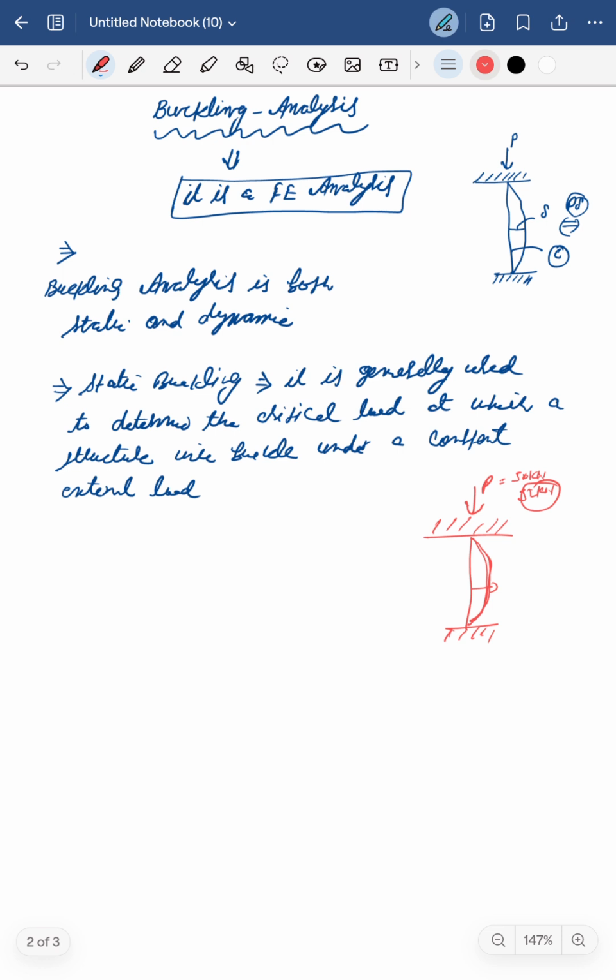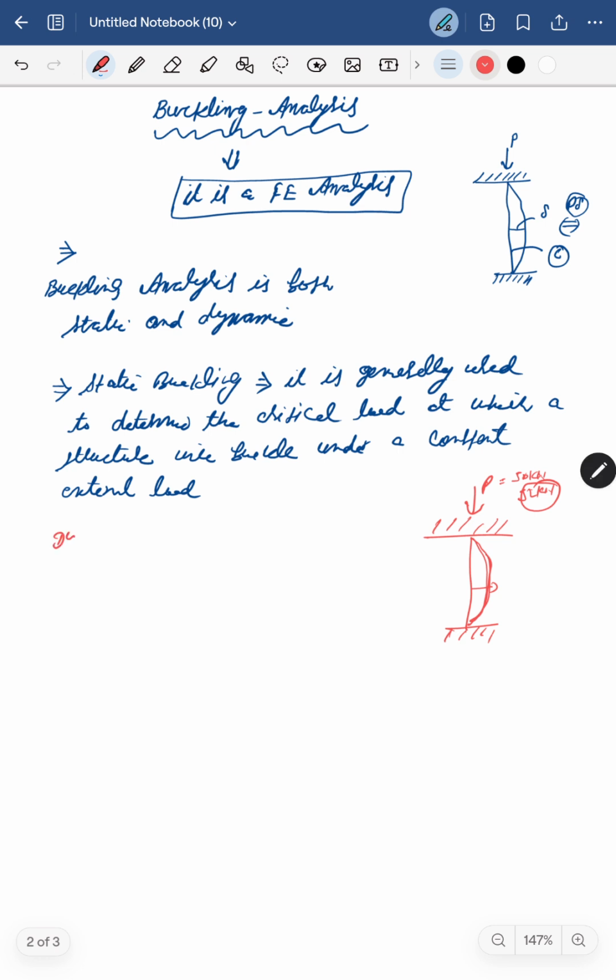Now we come to dynamic buckling. In dynamic buckling analysis, we study the behavior of a structure under a time-variant or transient load, meaning the external load applied on the structure. What is the behavior of the structures?